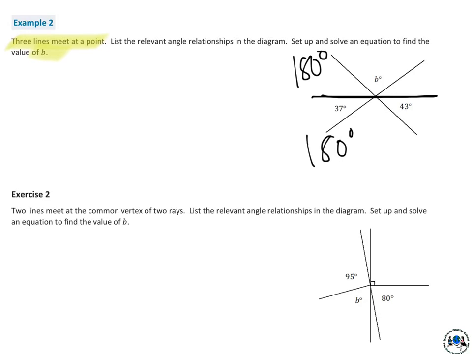All right. So that's pretty simple, because all we would need to do then is, we know that these two angles are vertical, okay, and they are equal. All right. So we're going to solve for b.